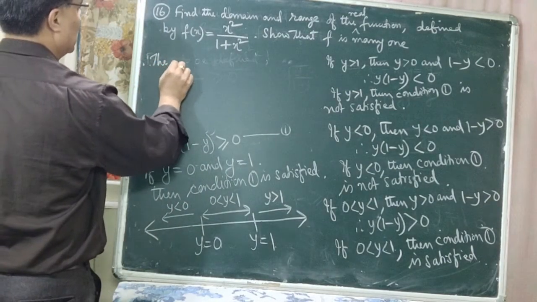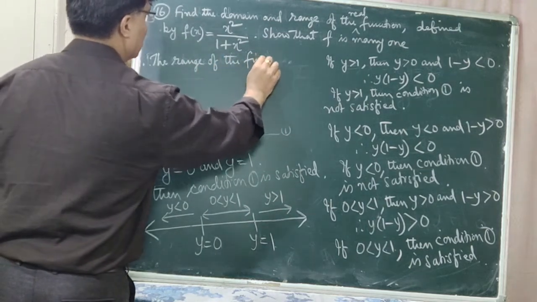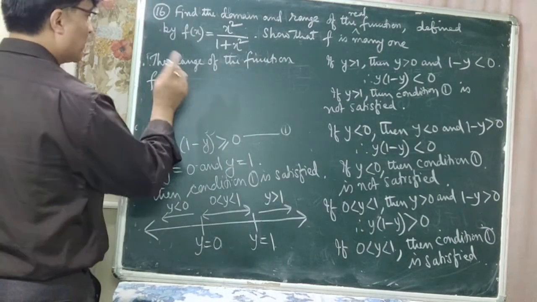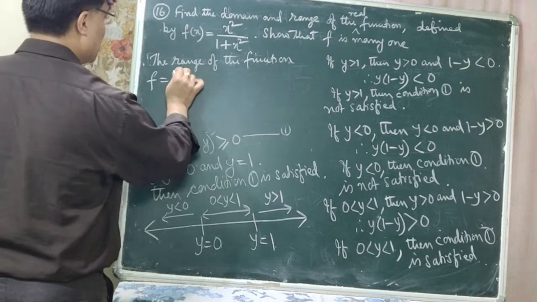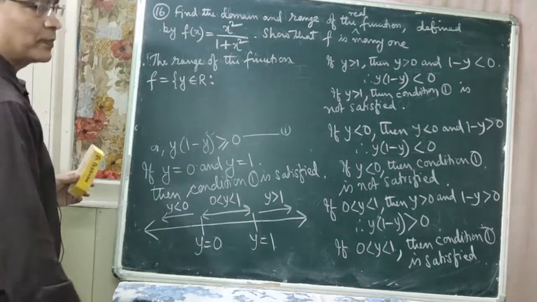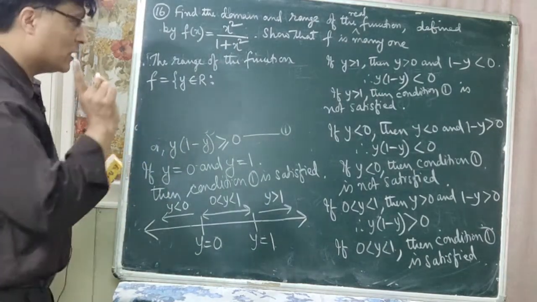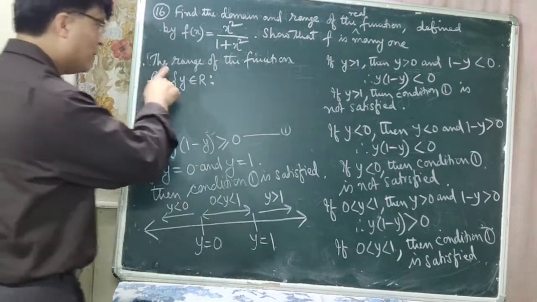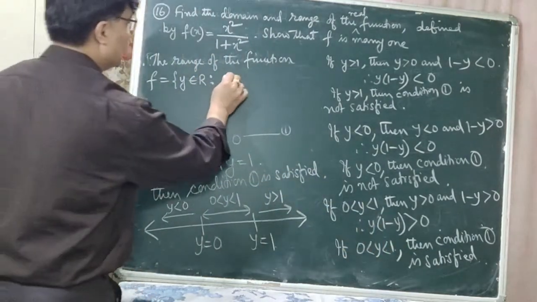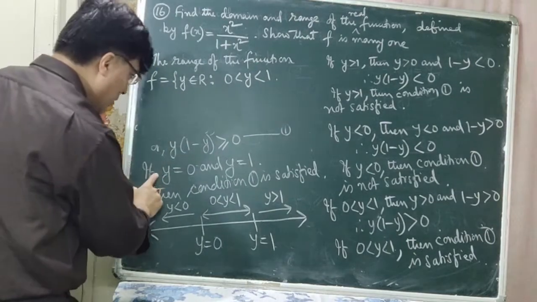Therefore the range of the function f is equal to what? Y belongs to the set of real numbers, but not all real numbers. Here the condition is y belongs to the set of real numbers, but y should lie between 0 and 1: 0 less than y less than 1, but y can be equal to 0.